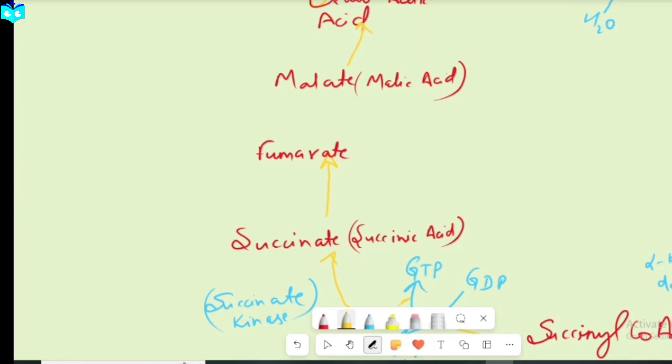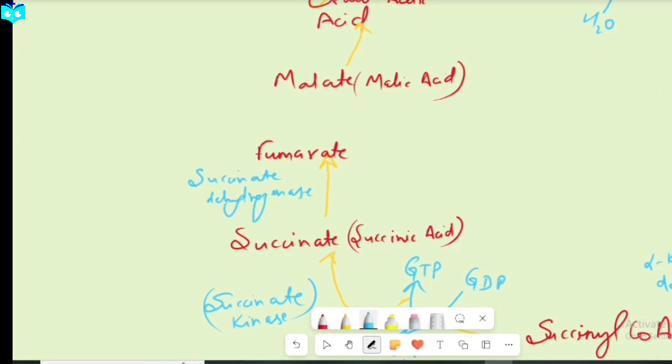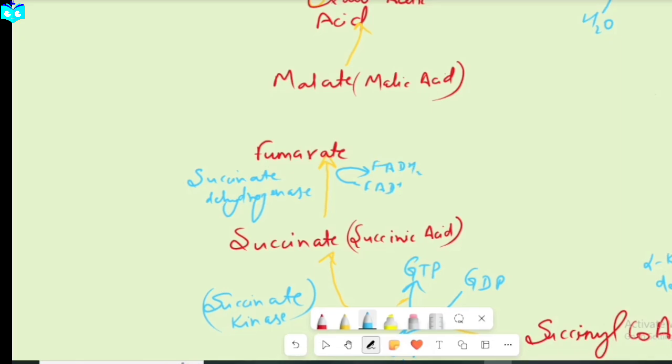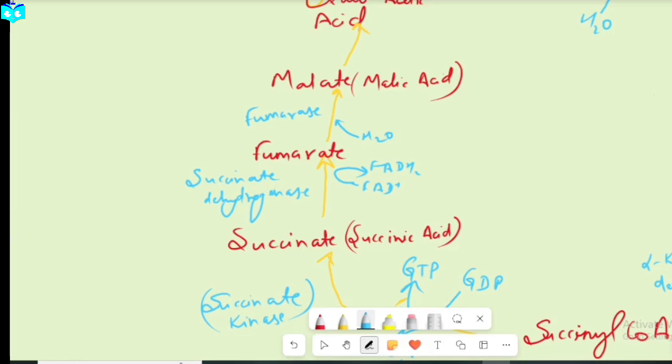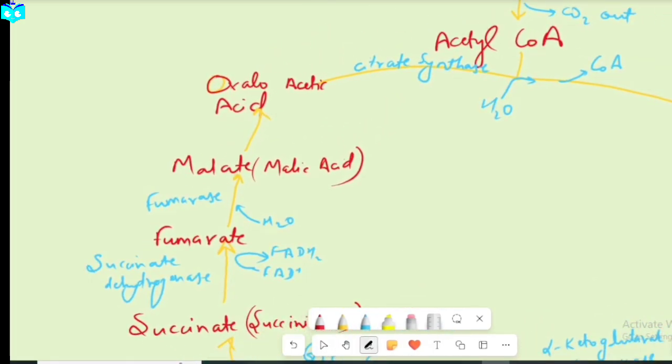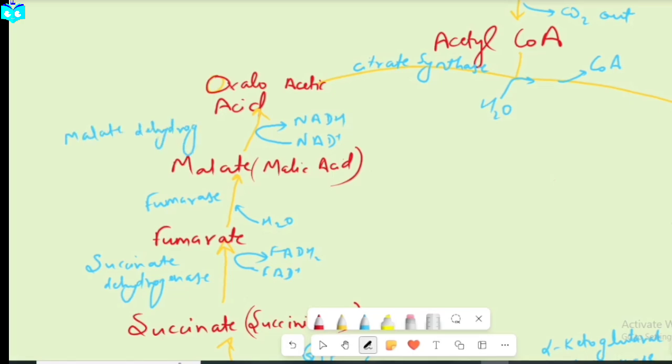Now if we talk about the enzymes acting here, between the succinate and fumarate there was succinate dehydrogenase and also one FADH2 forms here. If we talk between fumarate and malate, then the fumarate consumes a water molecule in presence of enzyme fumarase and forms the malic acid. After this, the malic acid forms a NADH molecule in presence of malate dehydrogenase and forms oxaloacetic acid.